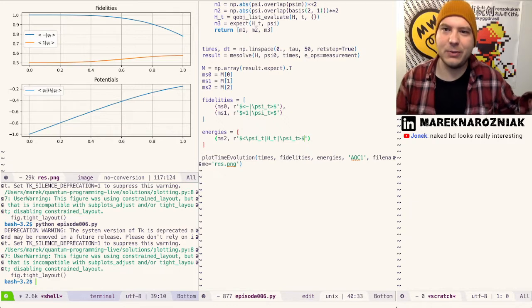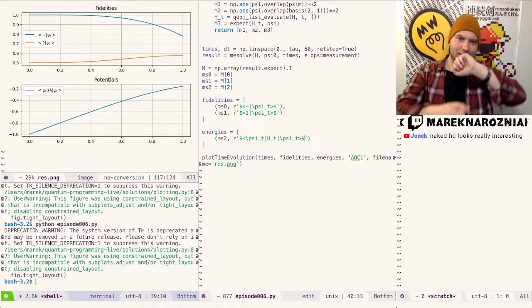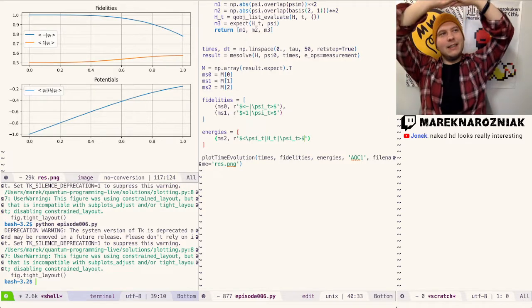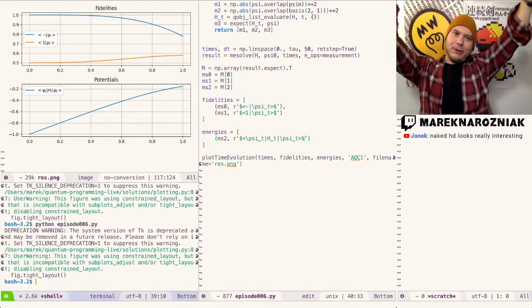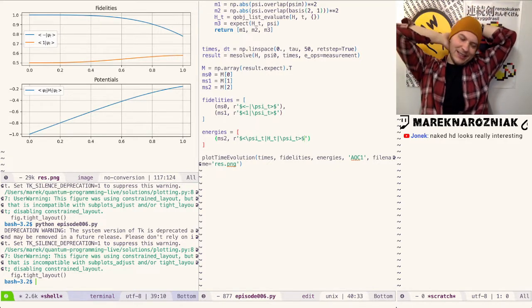Naked HD looks really interesting. Don't click this link, please. It might be something dangerous there. I take no responsibility for whatever happens to a person who clicks on the links posted by bots in my stream chat.